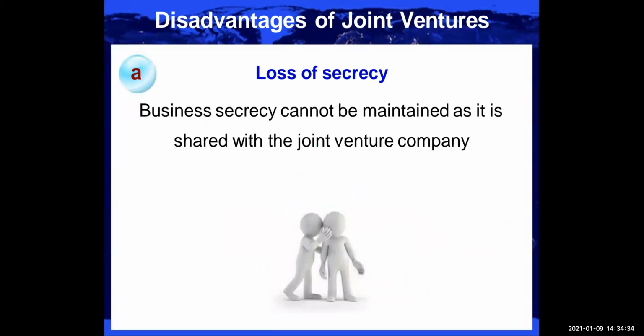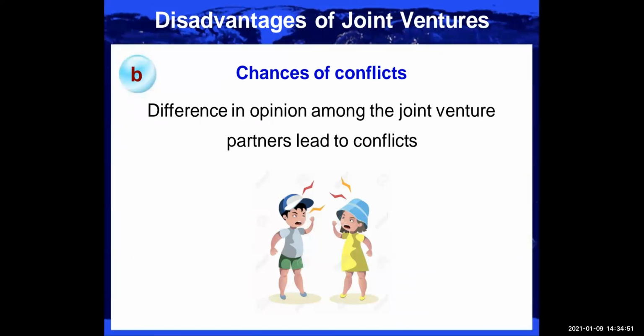Now, talking about the disadvantages, the first disadvantage of joint venture is loss of secrecy. Business secrecy cannot be maintained as it is shared with the joint venture company, and there are chances of conflicts or differences in opinion among the partners.